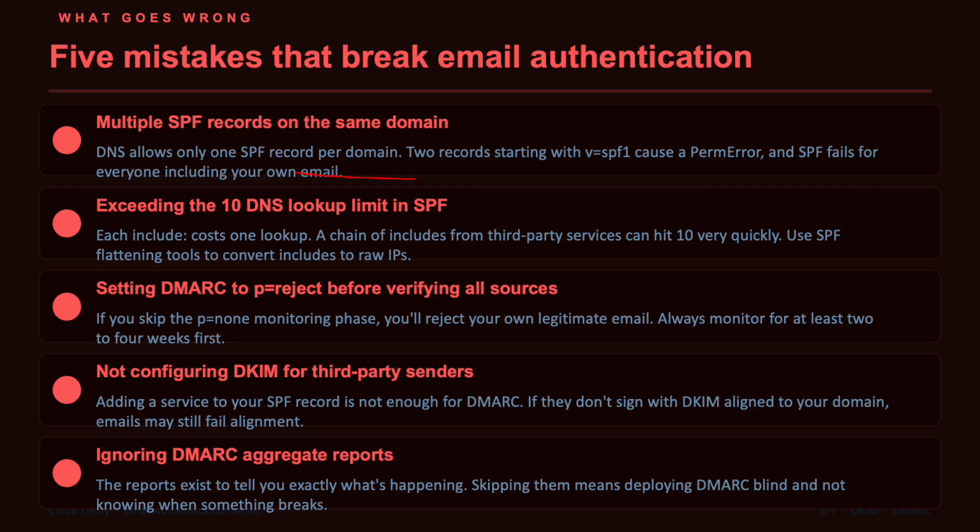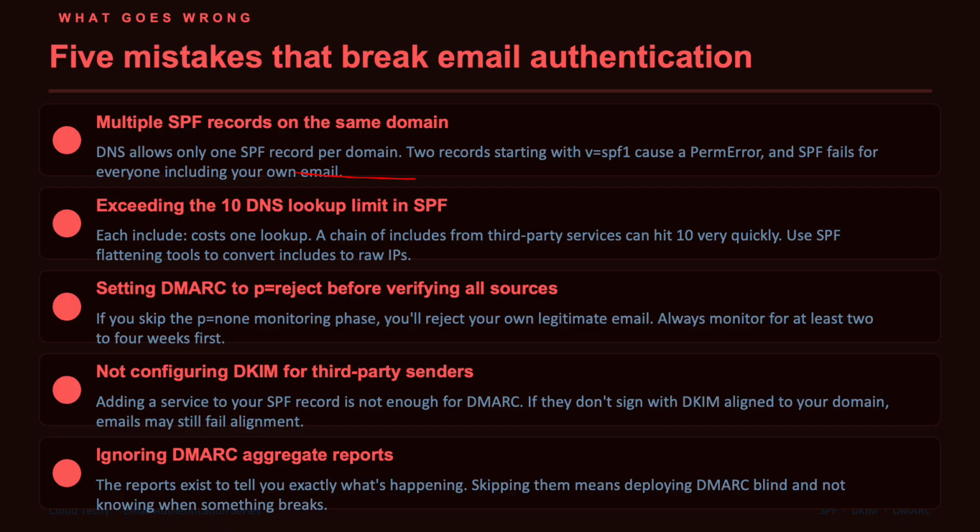The second: exceeding the 10 DNS lookup limit in SPF. We covered this earlier. Every include costs 1 lookup, and stacking up Microsoft 365, Google, a marketing tool, and a help desk can cross 10 quickly. Past 10, you get a permanent error. The fix is SPF flattening, which uses tools that resolve all those includes down to explicit IP ranges, so the lookups disappear.